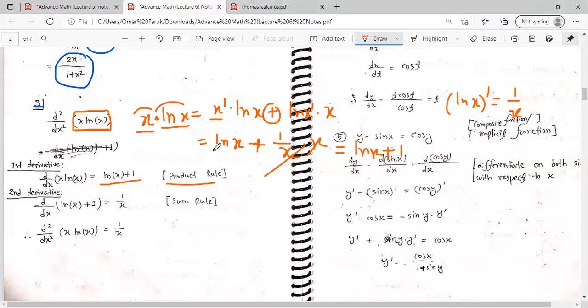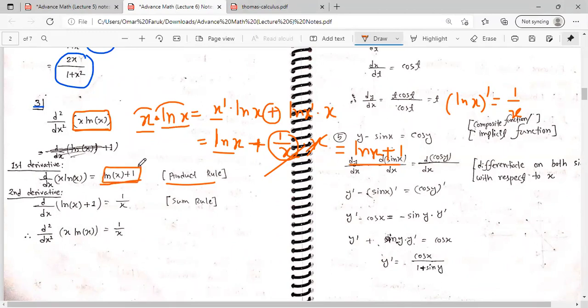So derivative of x is 1. So 1 into ln x is ln x. And then derivative of ln x is 1 by x, and here we have x. So this x and x get cancelled. So we have ln x plus 1.